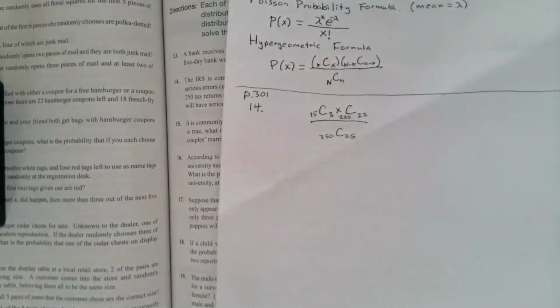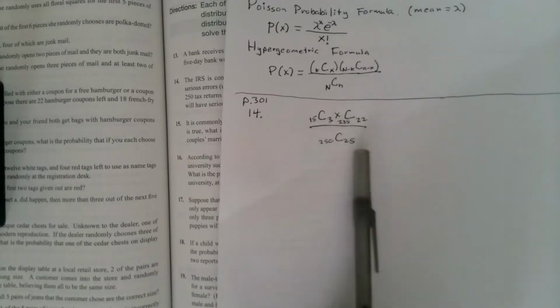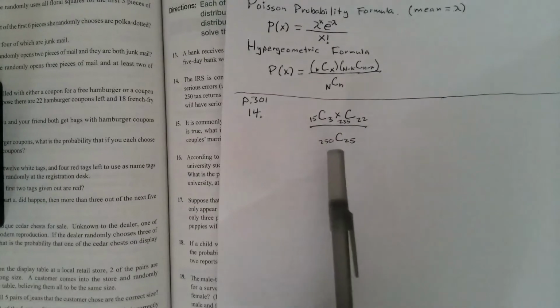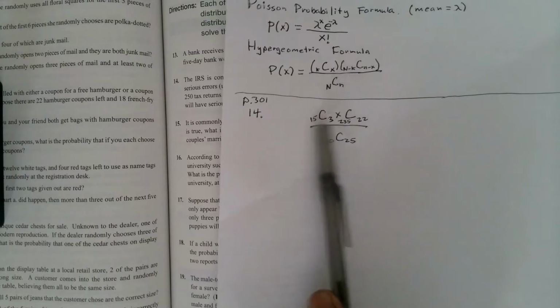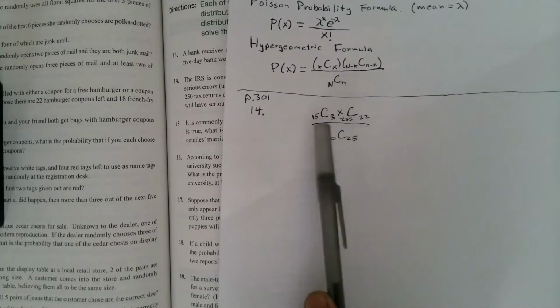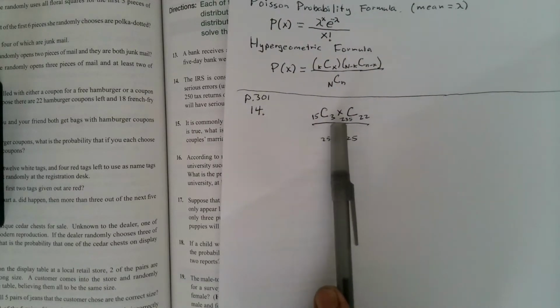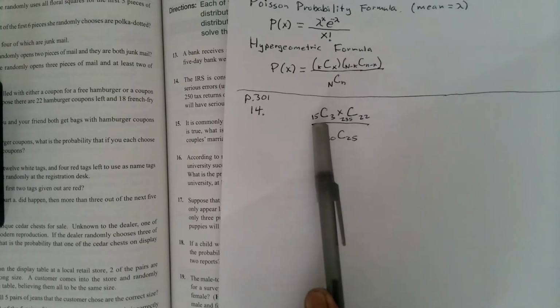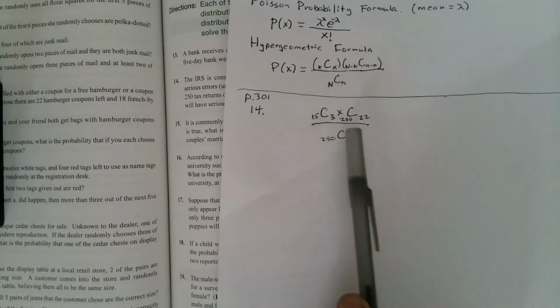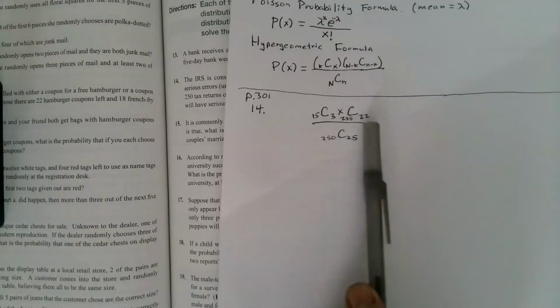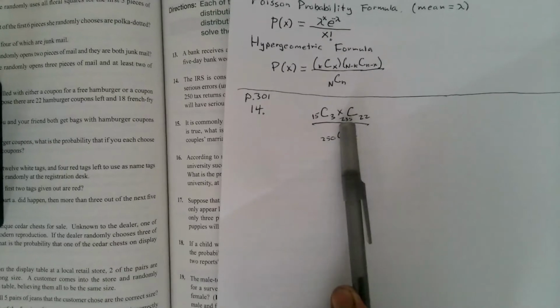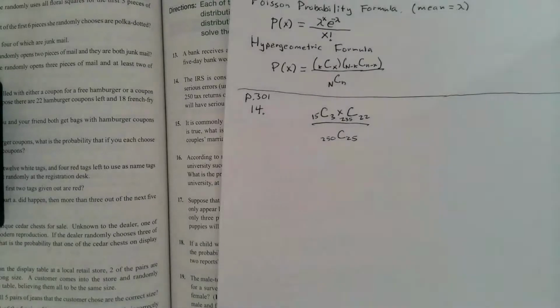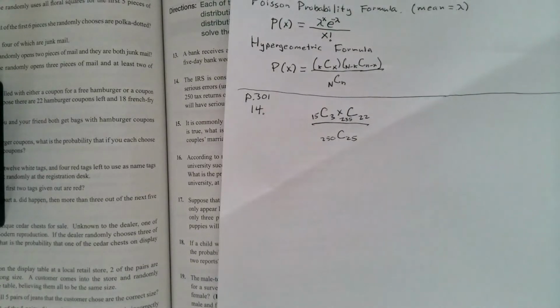Let's look at what this means. The denominator tells us the total number of ways we can select 25 tax returns from 250. The 15C3 tells us how many ways we can select 3 tax returns from 15 that have errors. The 235C22 tells us how many ways we can select 22 tax returns without errors from 235. So we'll plug this into the calculator.